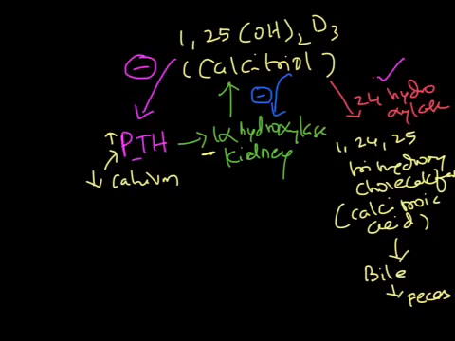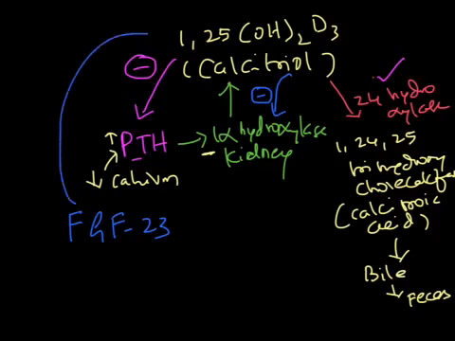Now what are the other factors that can control 1,25 dihydroxycholecalciferol? That is fibroblast growth factor 23, FGF 23. This fibroblast growth factor 23 is going to decrease the formation of 1,25 dihydroxycholecalciferol. So it has a negative effect on 1,25 dihydroxycholecalciferol.